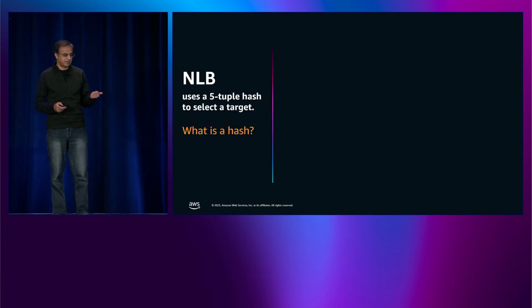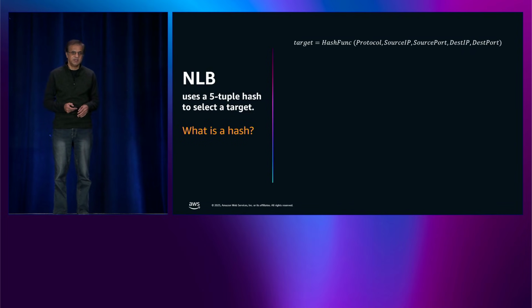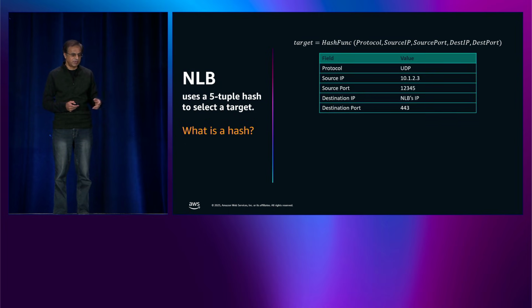Some of you raised your hands when Jamie asked the question, how many of you use ELBs? NLB uses an algorithm called 5-tuple hash to select a target. But what is a hash? A hash is essentially a mathematical function that takes a number of inputs and produces a single output. For example, you have 5 different fields in an incoming packet, an incoming request. The protocol is UDP. That's the first tuple. The second is source IP. There is a source IP address there.